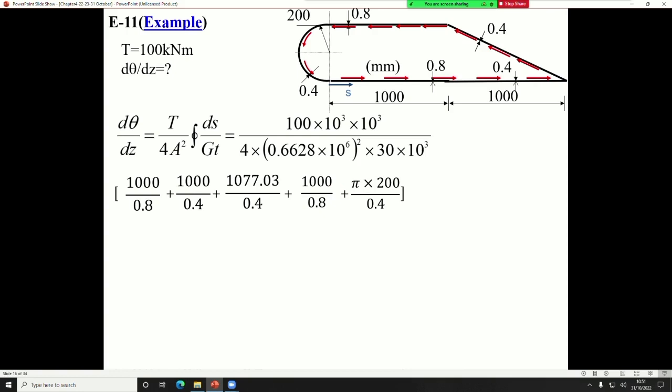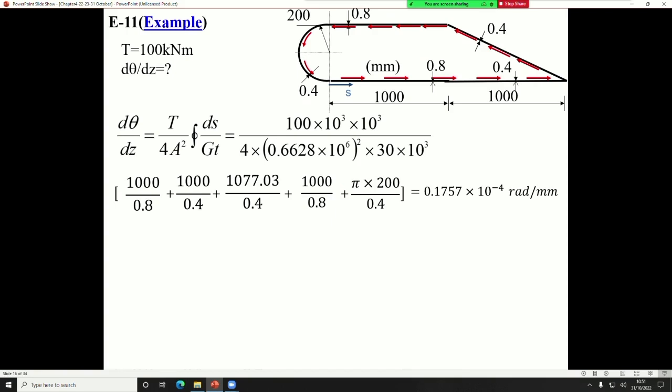So what you see inside these angle brackets is a loop integral of ds over t. Now, if I do the integration, it gives me the rate of twist, radians per millimeter. Now, if I'm after the angle of twist, what do I have to do with it?